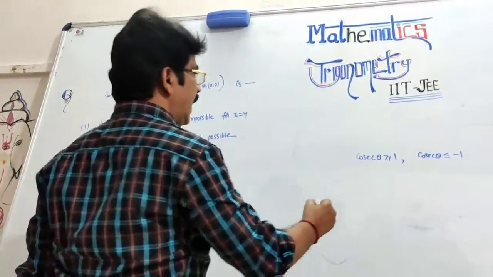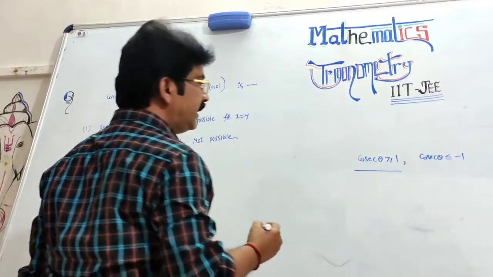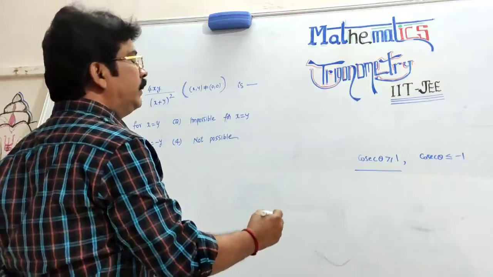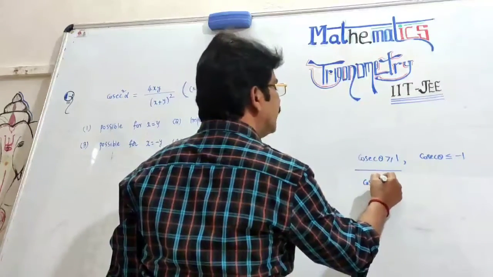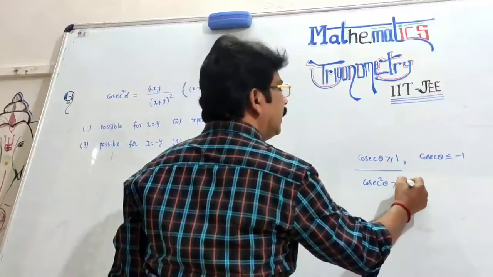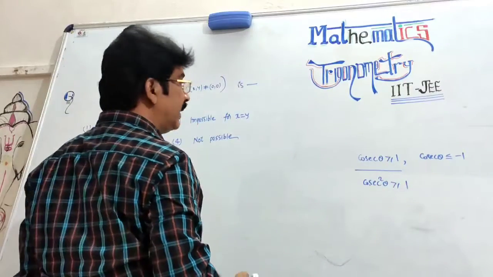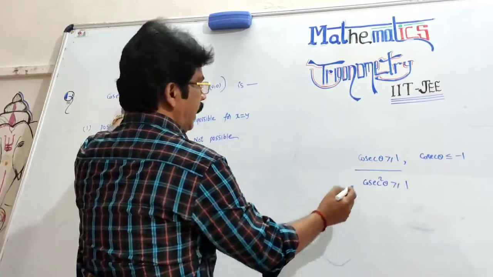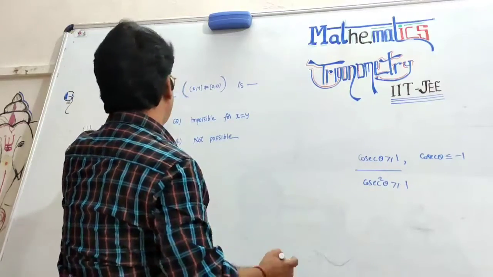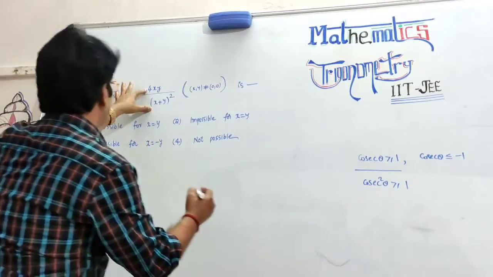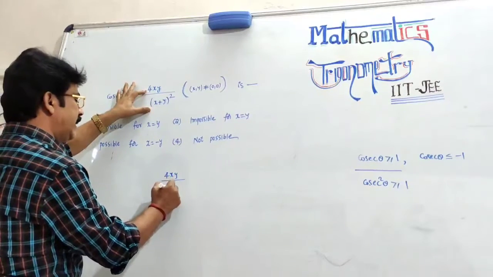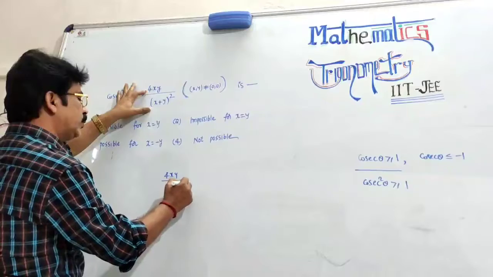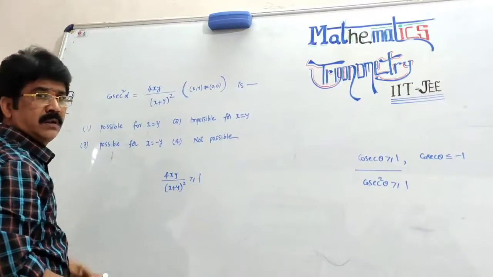First, I will consider this one: cosecant theta greater than or equal to 1. Squaring on both sides, cosecant square theta is greater than or equal to 1 square, which is 1. So what is cosecant alpha? It is given as 4xy divided by x plus y whole square, greater than or equal to 1.